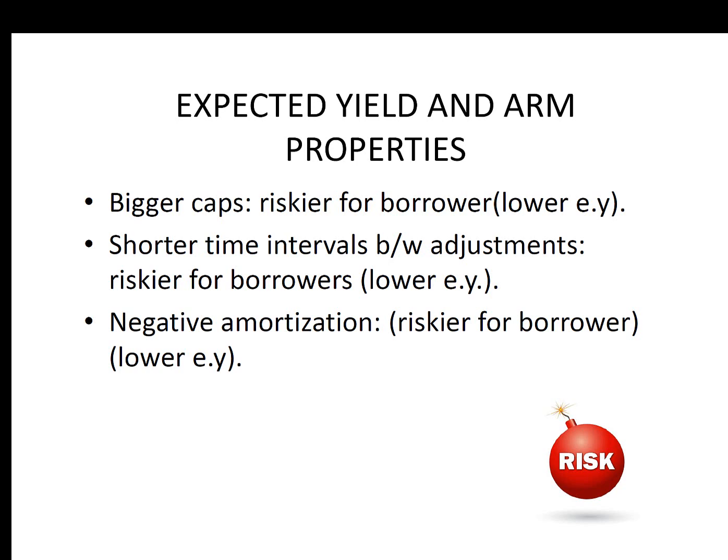If there are shorter time intervals between adjustments, it is more risky for the borrower because they are going to share a larger percentage of interest rate risk. So it's less risky for the lender, and the lender asks for a lower expected yield. If there is negative amortization, it is risky for the borrower, and the lender will ask for a lower expected yield.